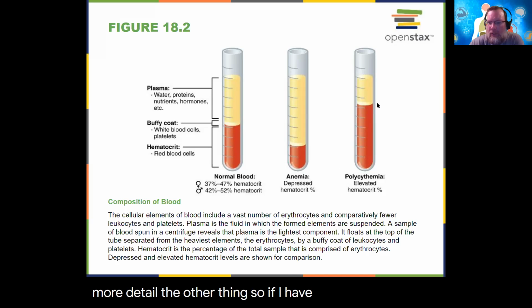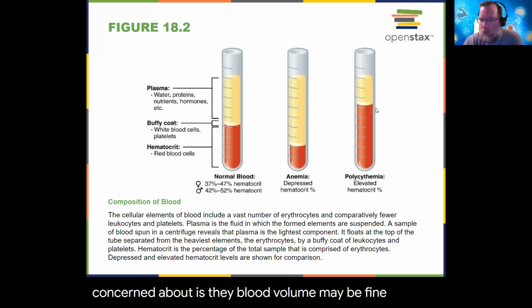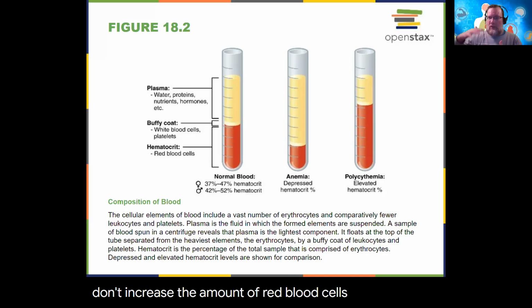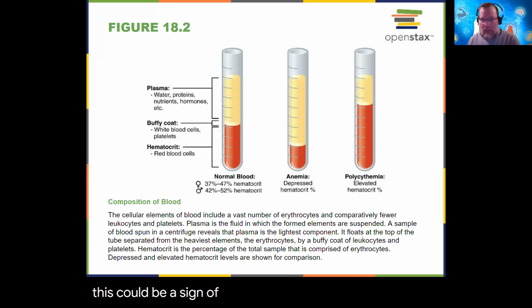The other thing, so if I have something like this where I've got too many red blood cells, one thing we're concerned about is that the blood volume may be fine, so they may have the right number of red blood cells. They may be lacking plasma. So we could have a hydration or a plasma problem over here. So if I increase plasma, that will alter the percentages. So right now I may be looking at like a 70-30 red blood cells versus plasma. Well, if I increase the amount of plasma in the blood, but I don't increase the amount of red blood cells, eventually the plasma percentage will increase. So anyway, this could be a sign of extreme dehydration.